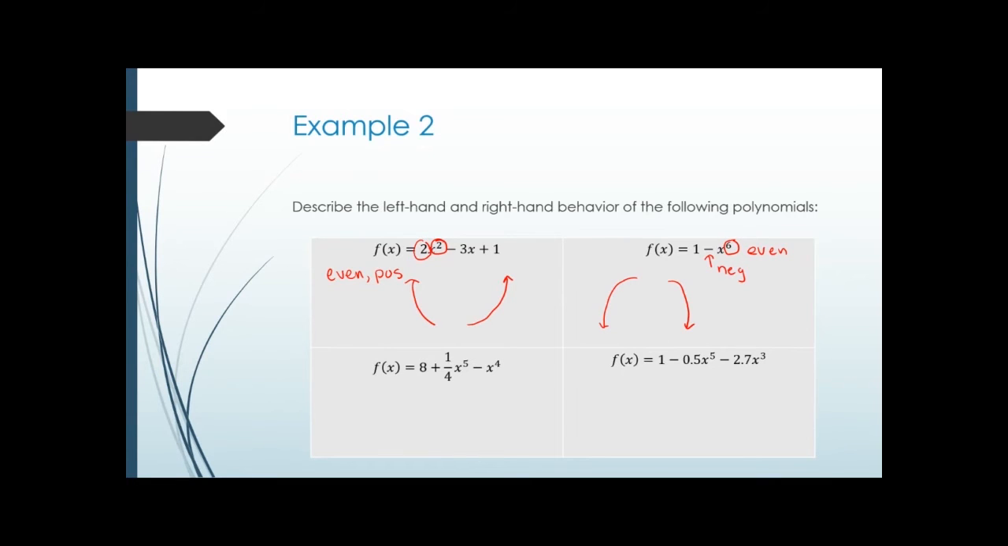Bottom left, we have f of x equals 8 plus 1/4 x to the 5th minus x to the 4th. So you're looking for the highest exponent. That's going to be the 5, which is odd. And then we have a positive number in front of that term. So we're looking at that particular term with the highest exponent. What happens to that number? That is a positive in front. So that gives us our end behavior. That looks like this. It looks like the graph that we did in Desmos before it got reflected.